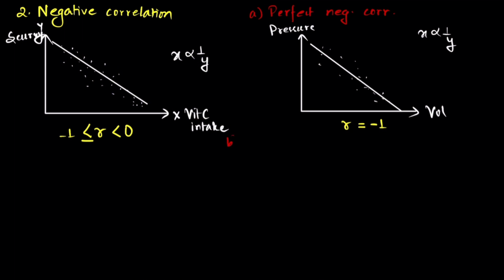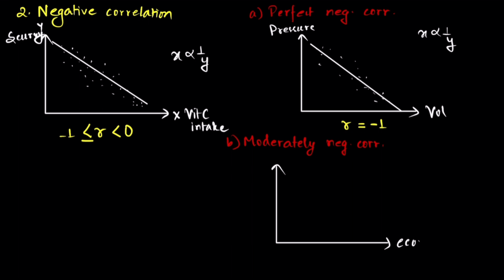Second is moderately negative correlation. So we have two axes, x and y. On x, there's economic condition. On y, there's cases of tuberculosis. The scatter diagram comes out to be something like this.